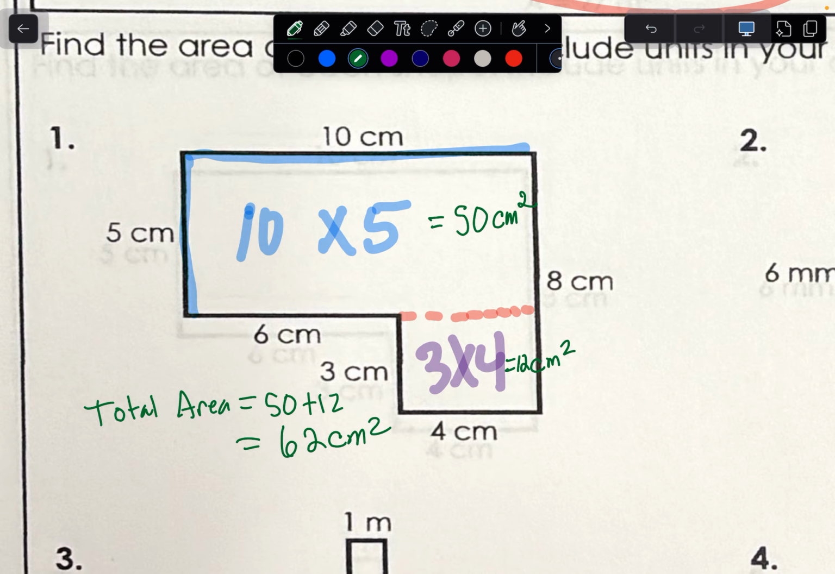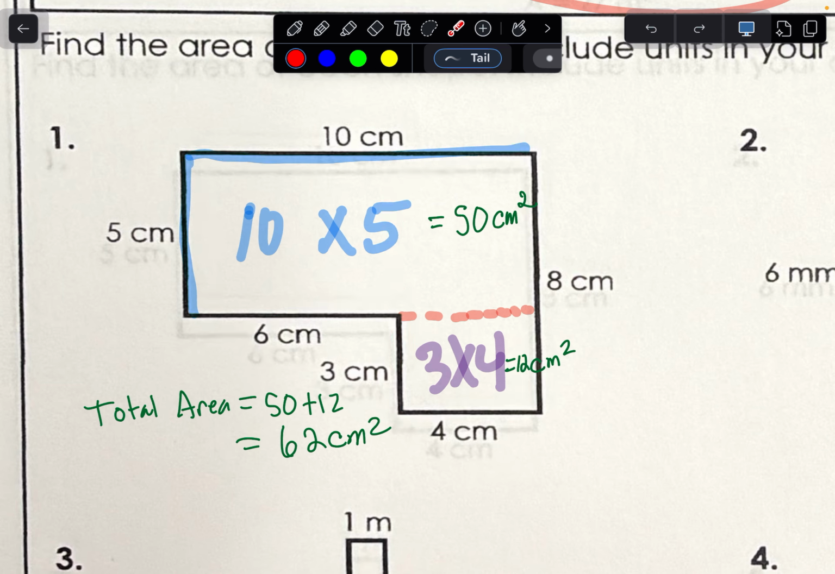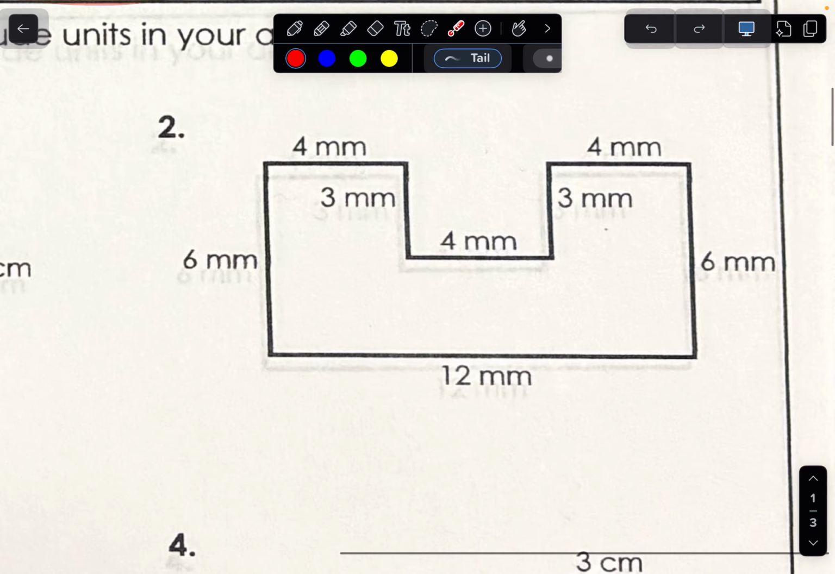Now, if you broke it up here, and you use that rectangle and that rectangle, as long as you got 62, you did it right. You're good to go. So note, again, these have many different answers. Let's take a look at number 2 here.